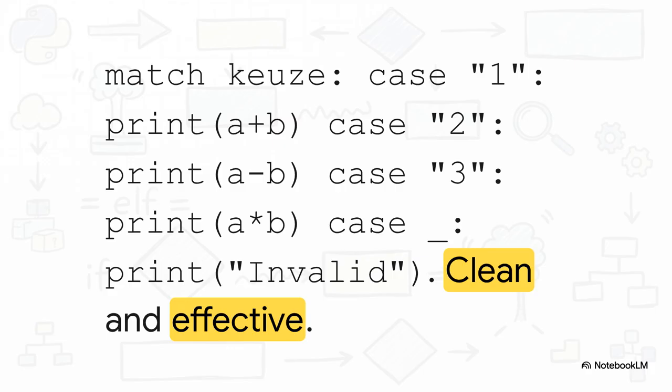See how we use match choice to look at the user's input? If they typed 1, we run the addition code. If they typed 2, we do subtraction. Oh, and see that case underscore at the bottom? That's a cool little wildcard that catches any input that didn't match the other cases, letting us print an invalid choice message. It's clean, it's effective, and it is perfect for a menu.